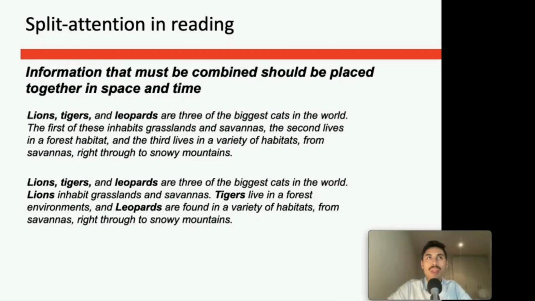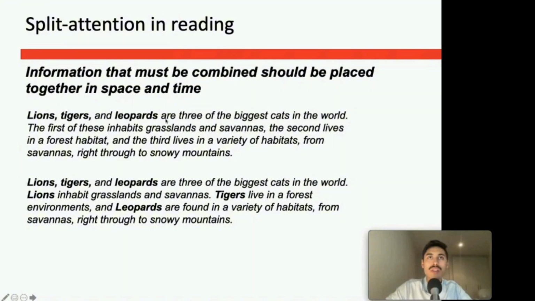Okay, so if we think about this idea, information that must be combined should be placed together in space and time. If I asked you which passage you find more difficult to interpret, I would anticipate that you found this first passage harder to interpret. And that's because we say lions, tigers, and leopards are 3 of the biggest cats in the world. The first of these, so it's lions, inhabits grasslands and savannas. The second, what was the second? So tigers. Tigers live in forest habitat. And the third, leopards. Leopards live in a variety of habitats from savannas right through to snowy mountains.